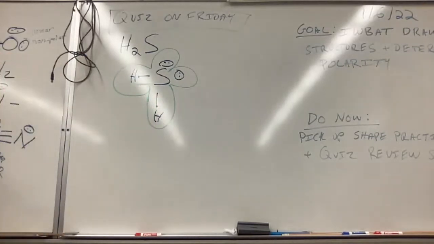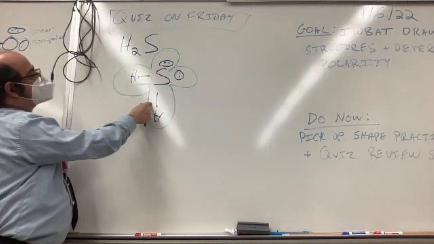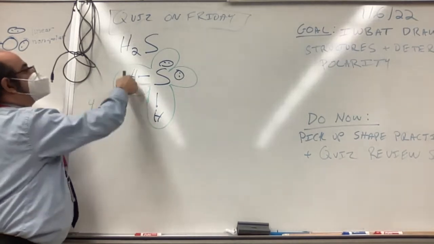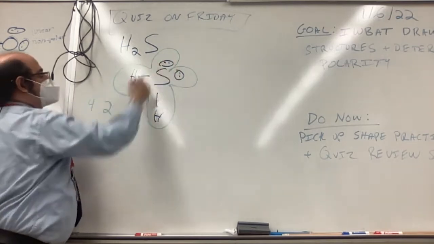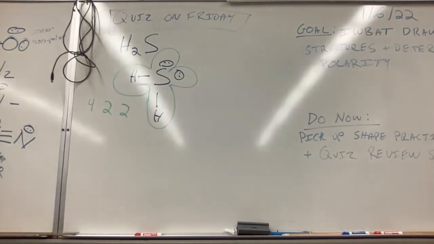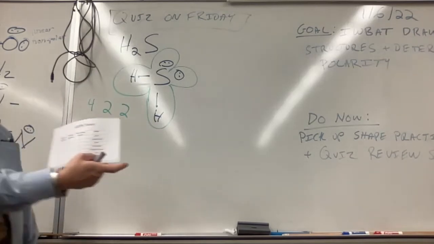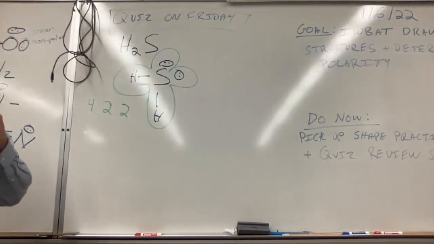It's the same shape, yeah, except here we have 2 bonds. So there's 4 things, 2 bonds, 2 non-bonds. 4, 2, 2. If you look at the sheet, 4, 2, 2 will tell you it's bent. So you could use the sheet if you want. It has all the names on there, so it makes it easier so you don't have to remember how to spell them.